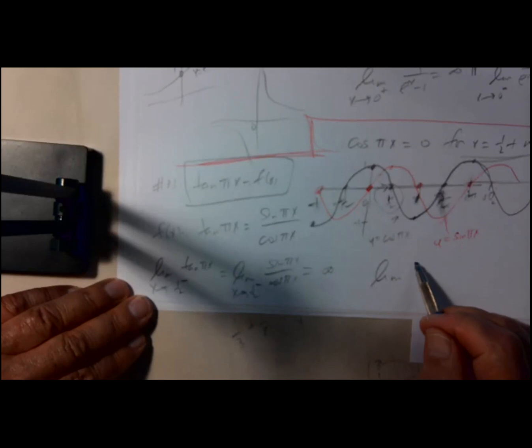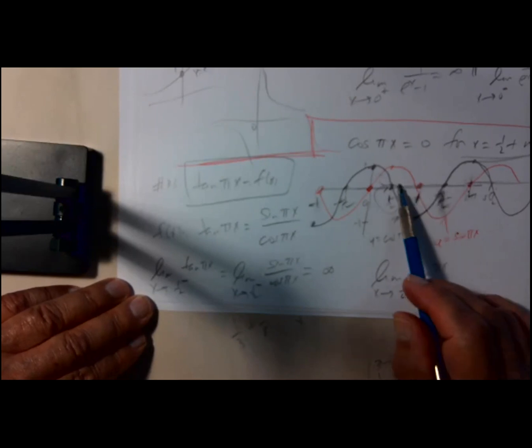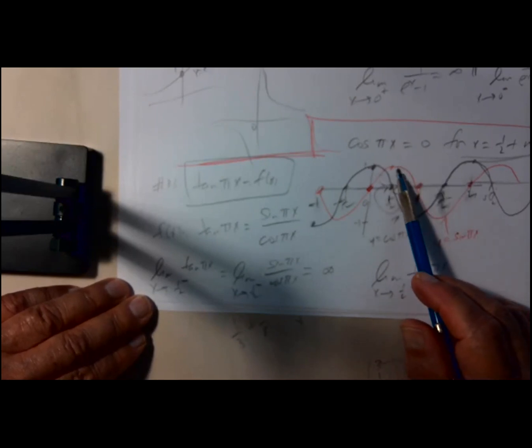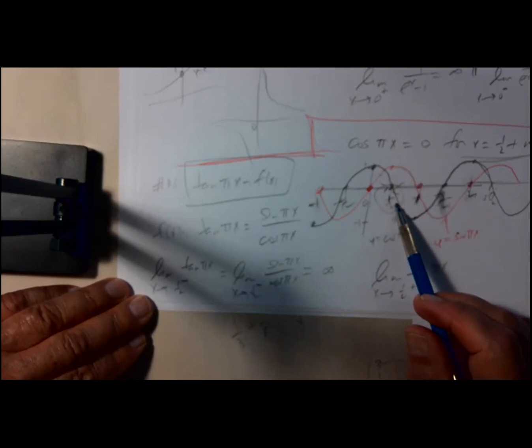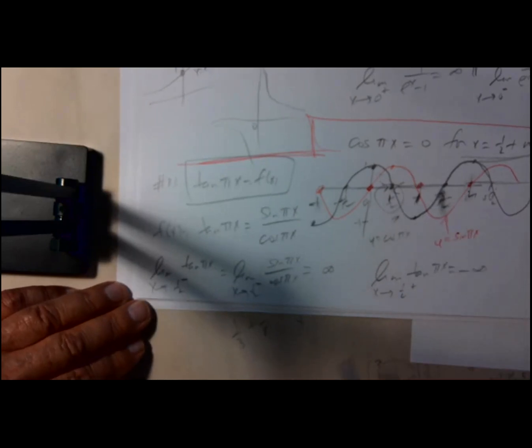But if you take the limit of the tangent of pi x as x approaches one half from the right, the sine again is positive, cosine is negative. So this is going to be a negative number, the denominator going to zero in absolute value, and it goes to minus infinity.